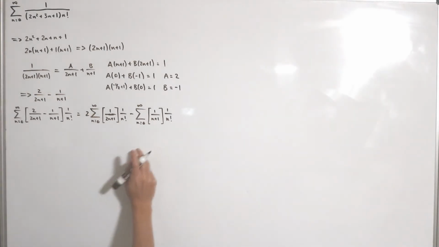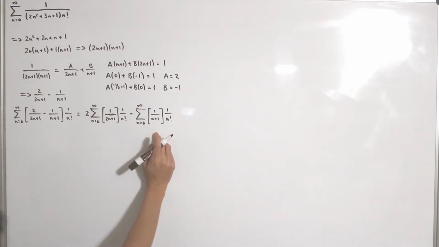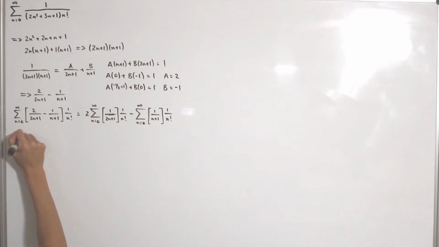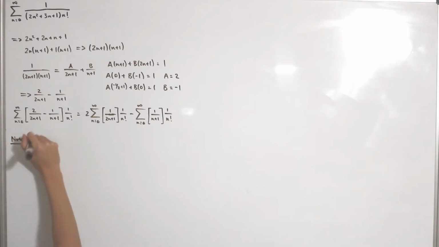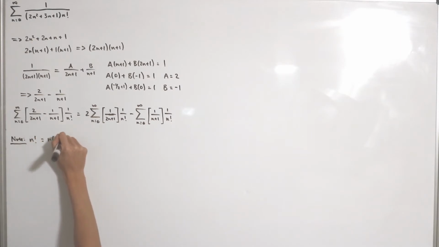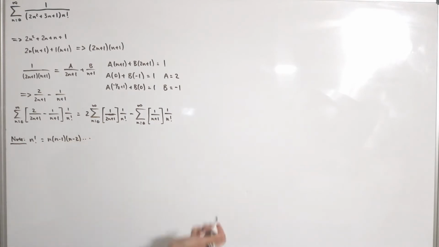Let's focus on evaluating this series first. Note that n factorial is equal to n multiplied by n minus 1 multiplied by n minus 2, and so on, down to 3 times 2 times 1. It can be arranged into a product series with the index starting from n equals 1 up to infinity.